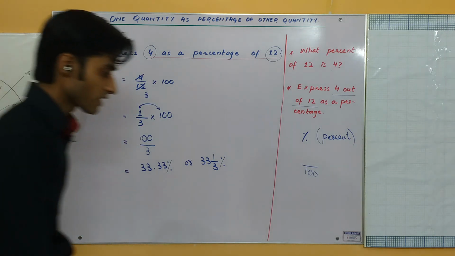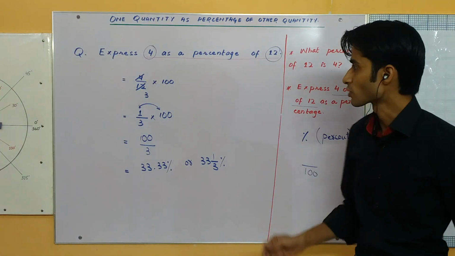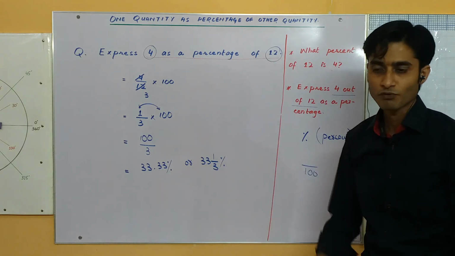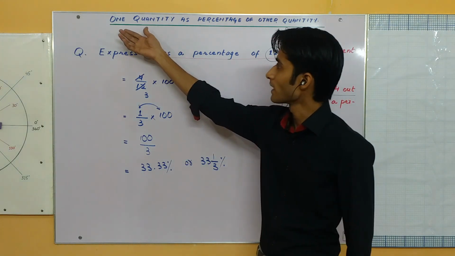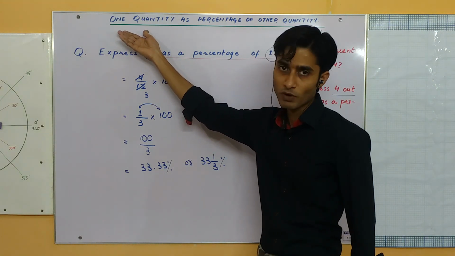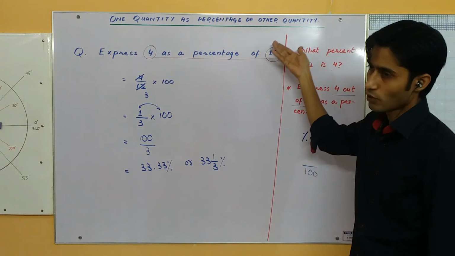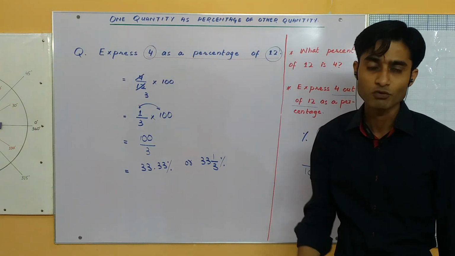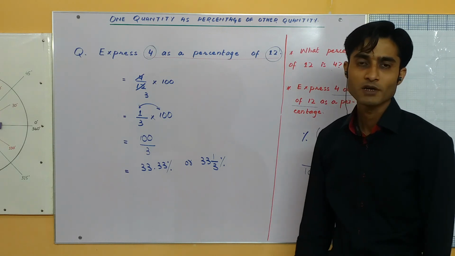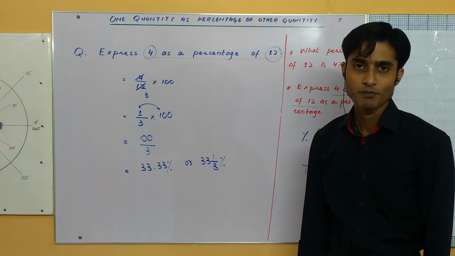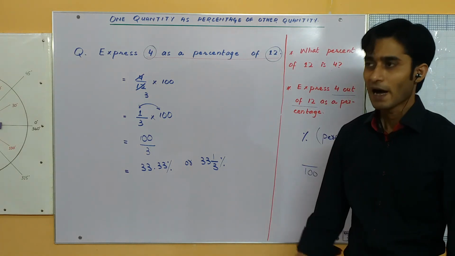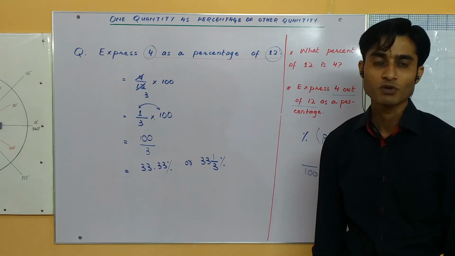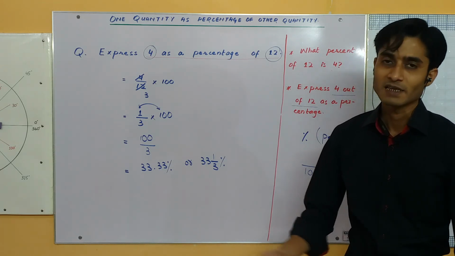So this is how, when we give you two quantities and we ask you to convert them into a percentage, the first thing you will have to remember is that you should be able to write the first quantity out of the other quantity. Once you have written it in that fraction form, you only need to convert it into a percentage by multiplying it with 100. I hope from now onward you will be able to convert a given quantity as a percentage.